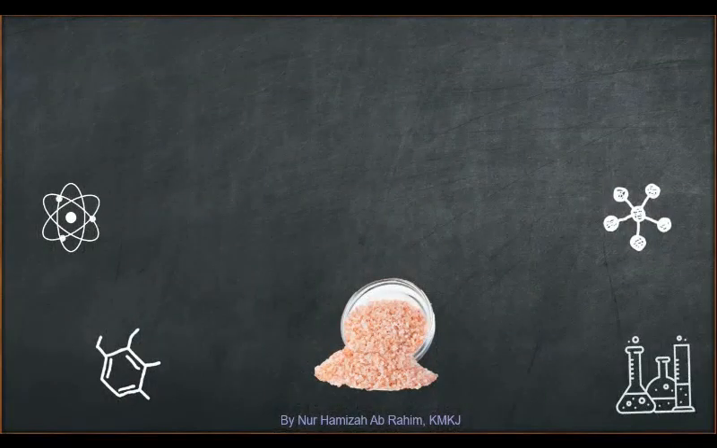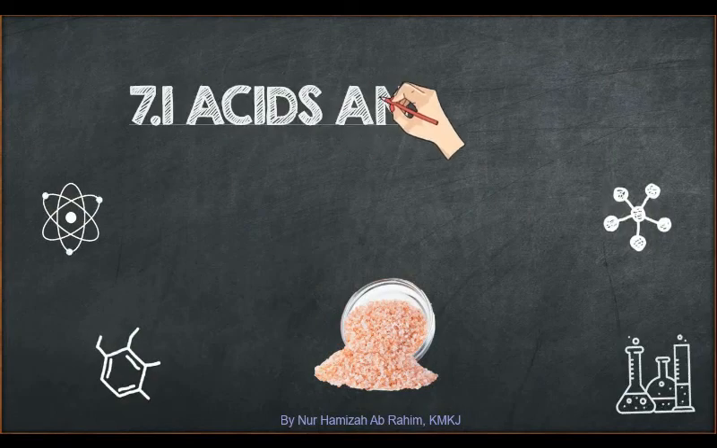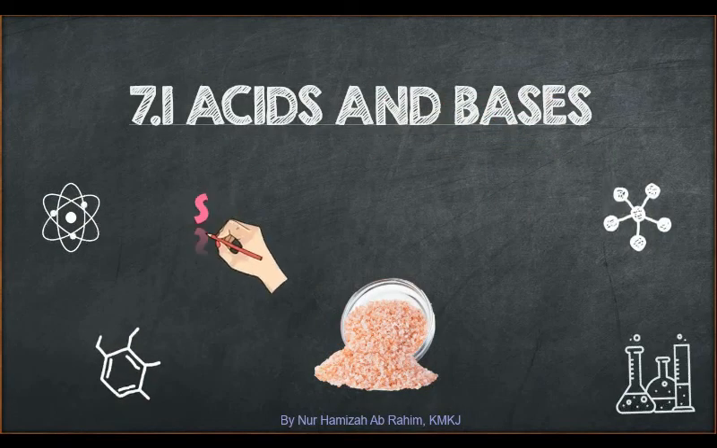Chapter 7. Ionic Equilibria. 7.1 Acids and Bases. Salt Hydrolysis.